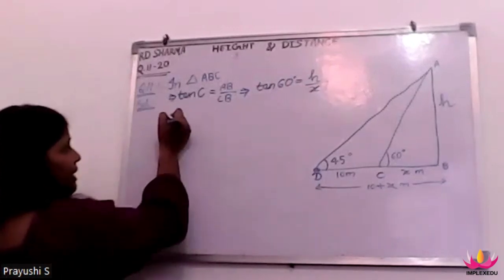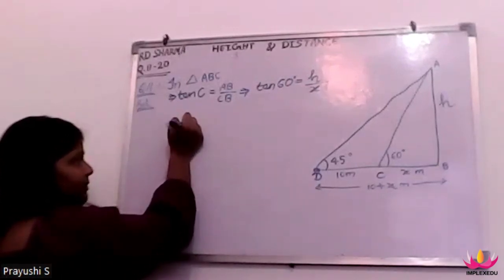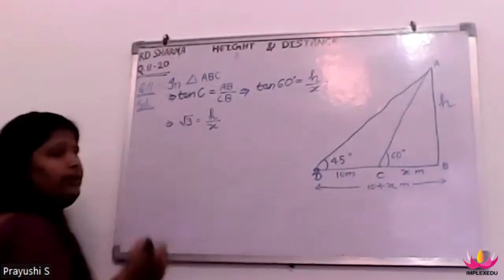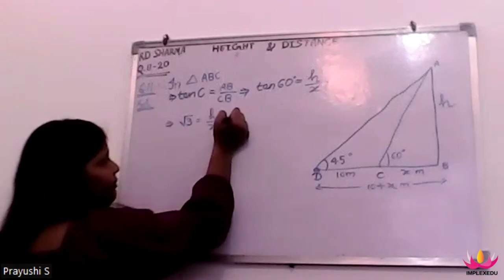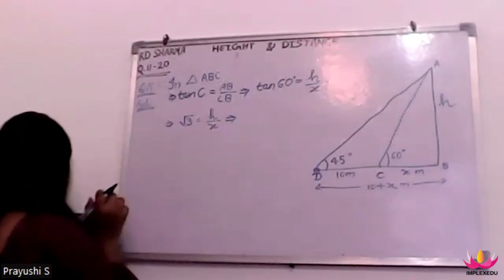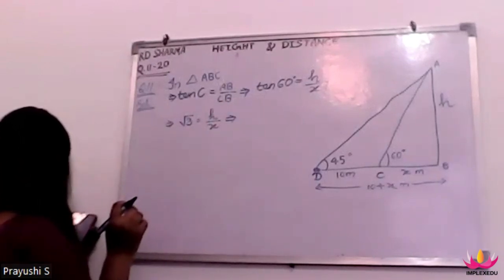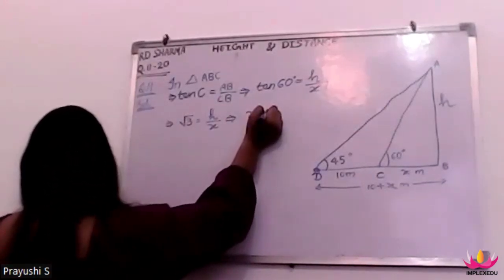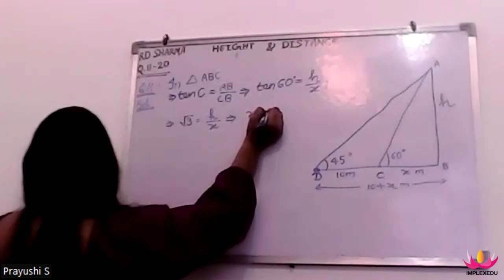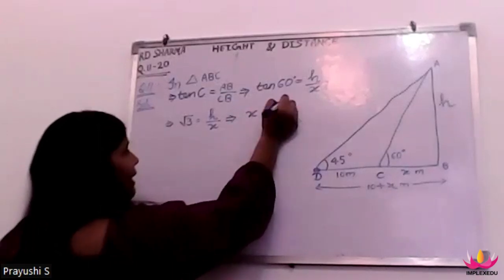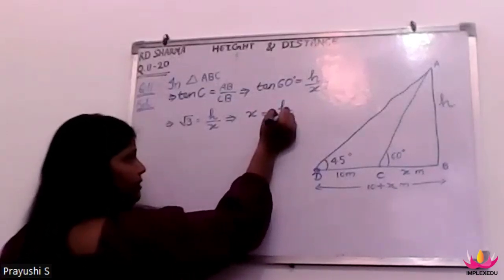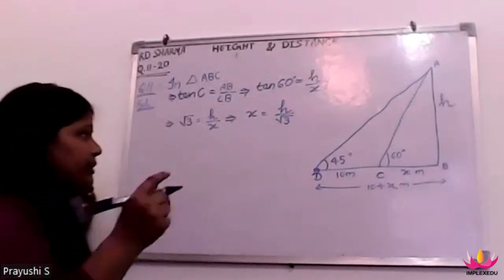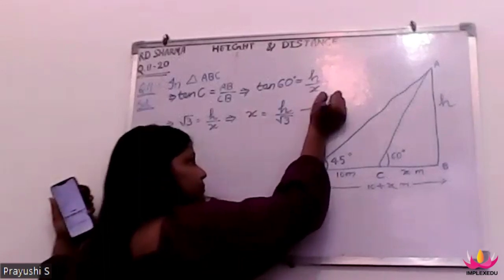Now, we know that tan 60 is equal to root 3, and x stays as it is, so root 3 equals h upon x. From here we get x is equal to h upon root 3. This is our equation 1.